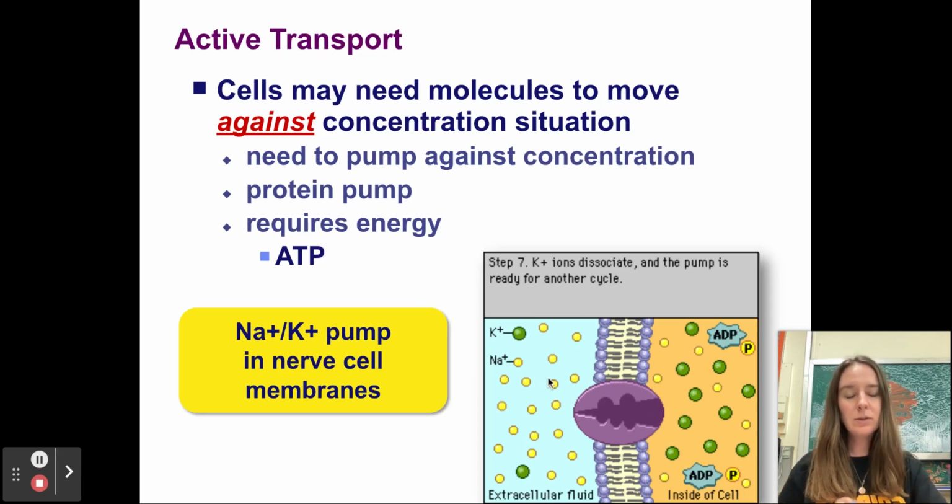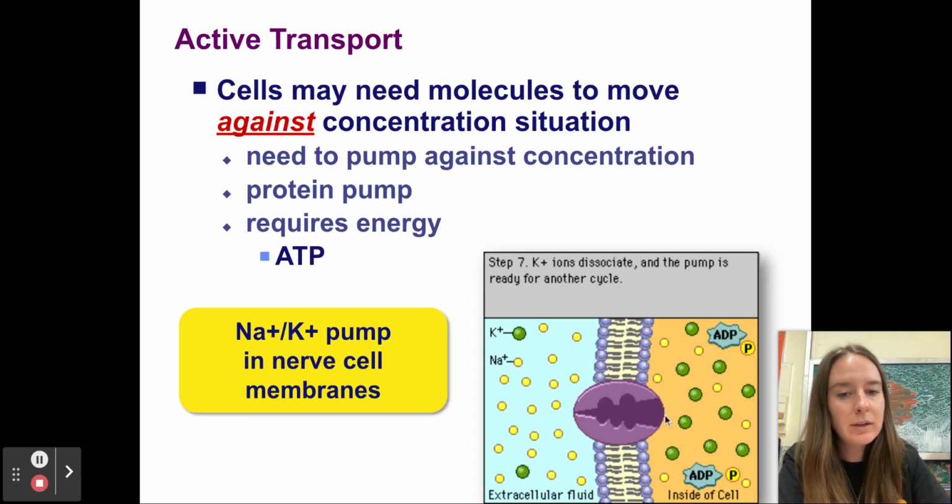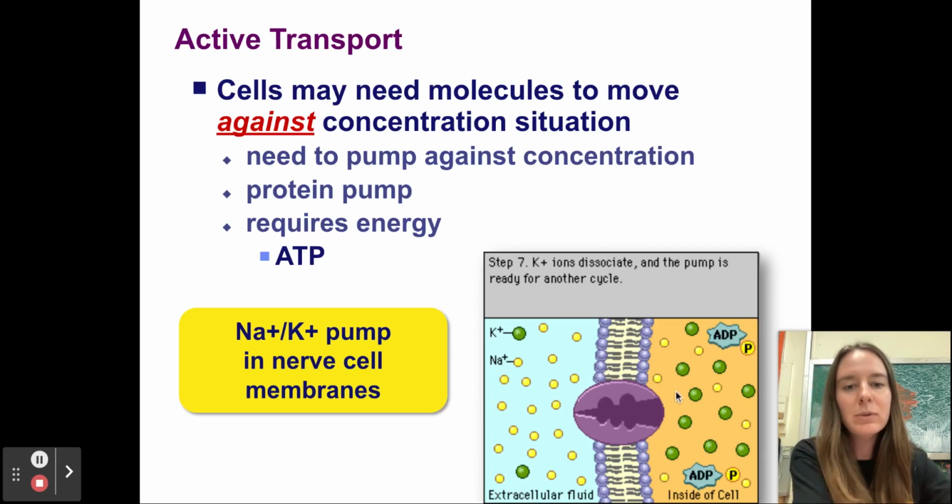So in this case, we'll take a look at an example in a moment. We're going to take these yellow sodium ions inside the cell and we're going to try to pump them out against their concentration gradient. It's not supposed to move from a low concentration to a high concentration. So this is not diffusion. This is active transport. We're going to use this pump to take these sodium ions out.